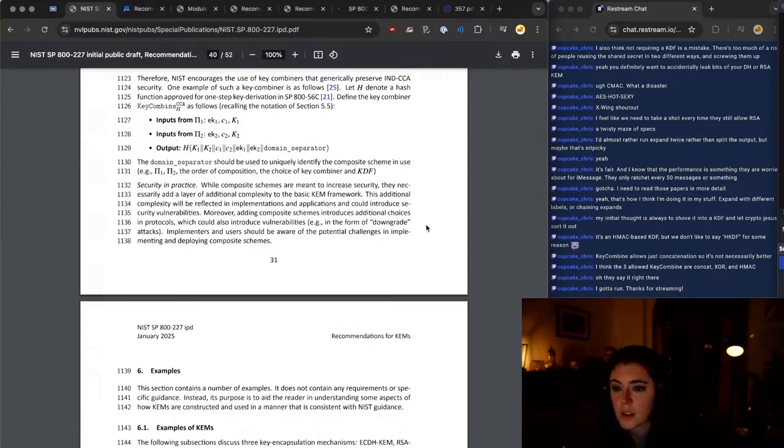Security practice. Well, composite schemes are meant to increase security, but they necessarily add a layer of additional complexity to the basic KEM framework. Additional complexity will be reflected in the implementations and applications, which may introduce security vulnerabilities. Moreover, adding composite schemes introduces additional choices in protocols, which could also introduce vulnerability in the form of downgrade attacks. Yes, implementers and users should be aware of the potential challenges in implementing and deploying composite schemes.